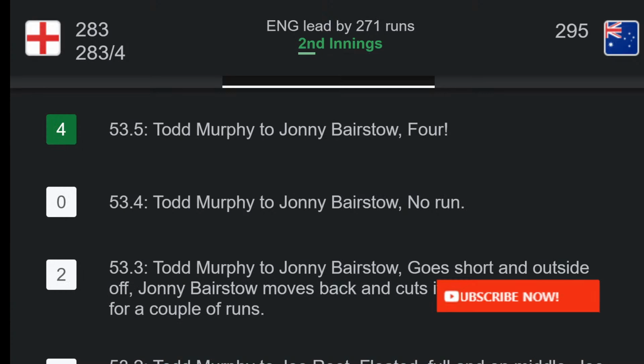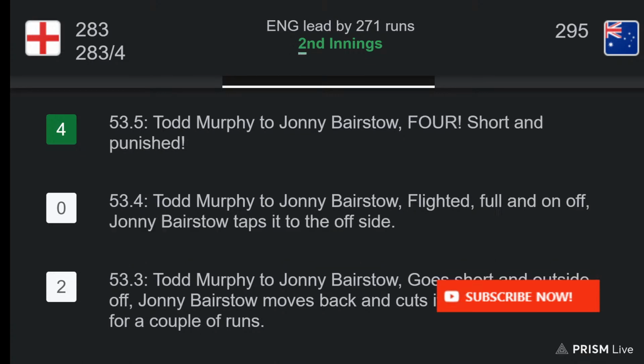Boundary by Johnny Bairstow. That takes the total to 283, the same as the first innings total. Now 283 and 283 for the loss of 4 wickets in the second innings. So England led by 271 runs in the second innings.